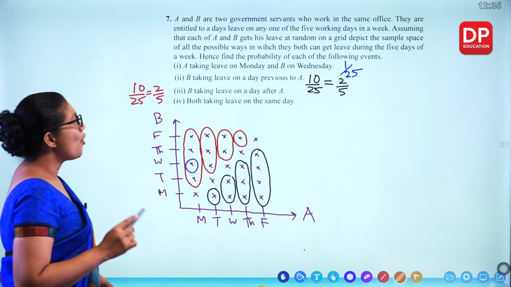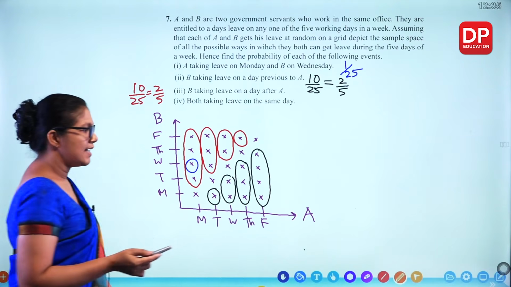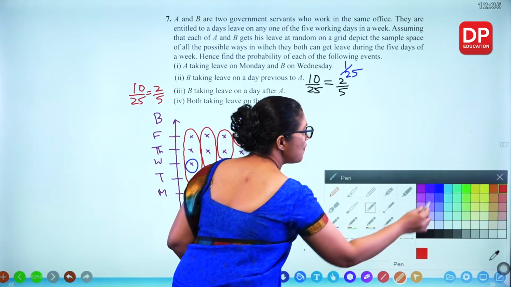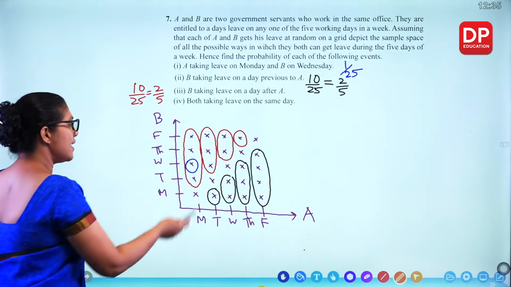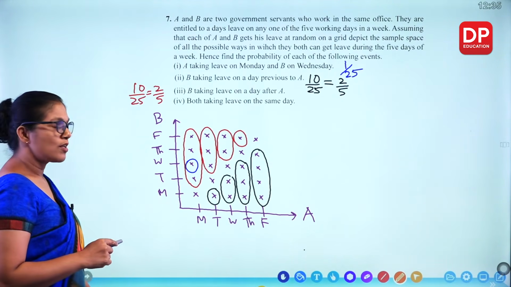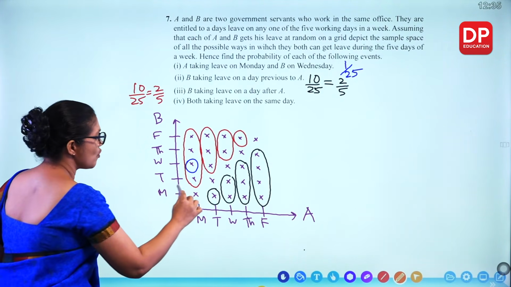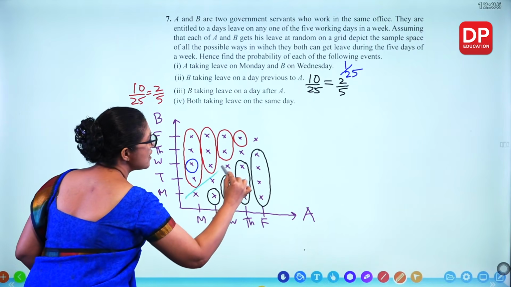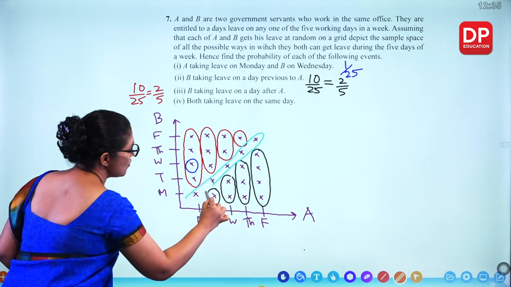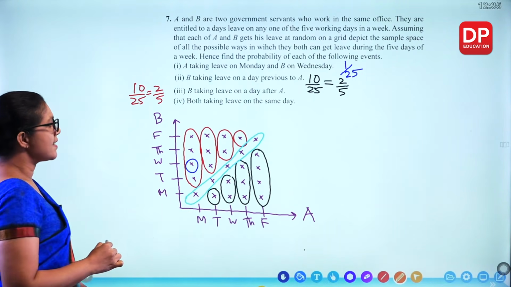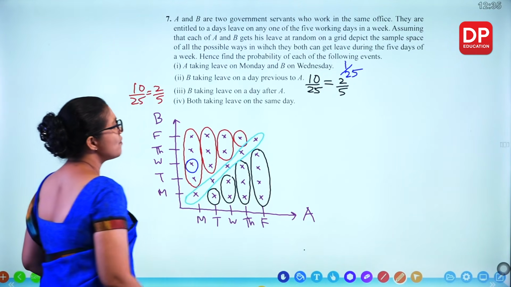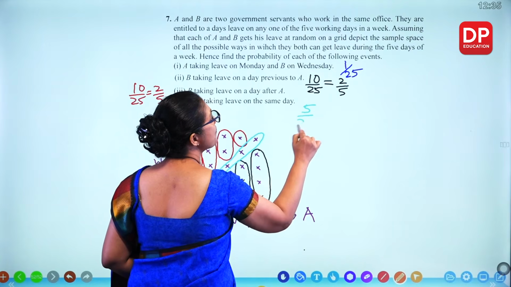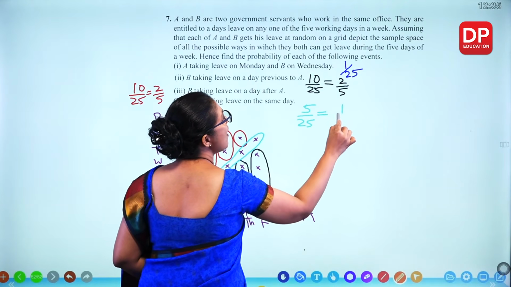Last part, both taking leave on the same day. So that means if it's Monday for worker A, worker B also takes Monday. So Monday, Tuesday, Wednesday. So likewise, this is the set 1, 2, 3, 4, 5. 5 out of 25. When you simplify, you get 1/5.